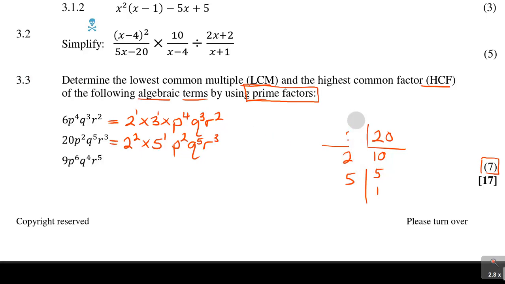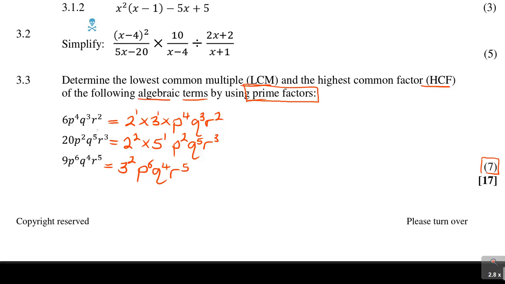So I've done 20. The next one that I'm doing is 9. 9 is not difficult. 9 is 3 times 3, which is 3 squared. Then p^6 q^4 r^5. So I have managed to express each as a product of its prime factors.